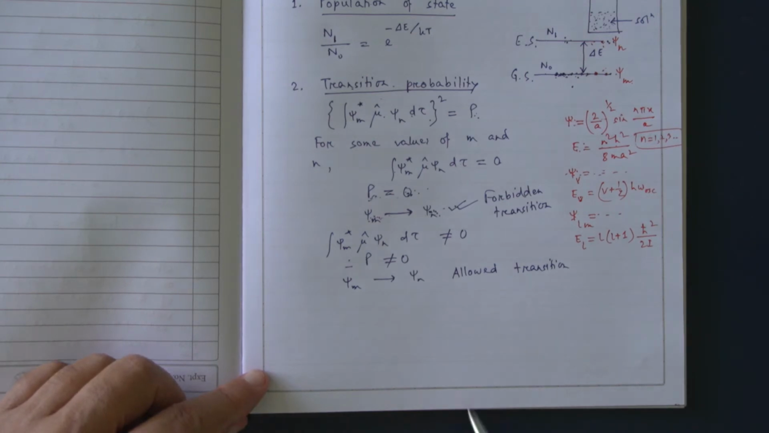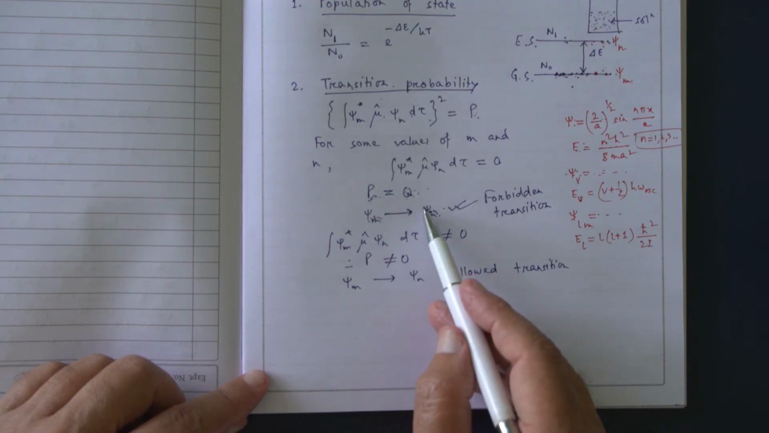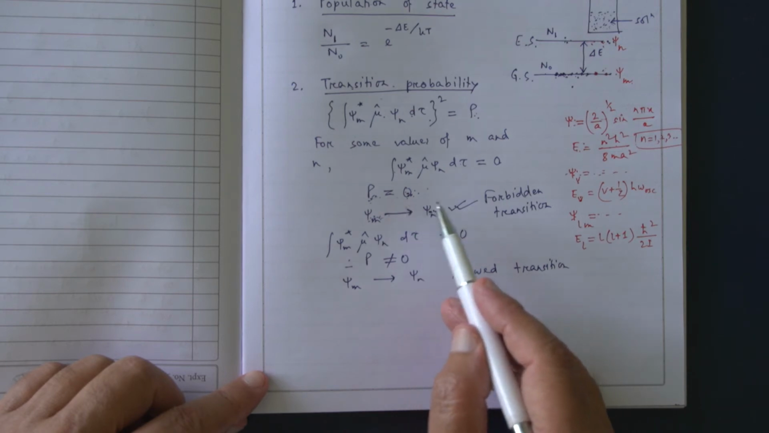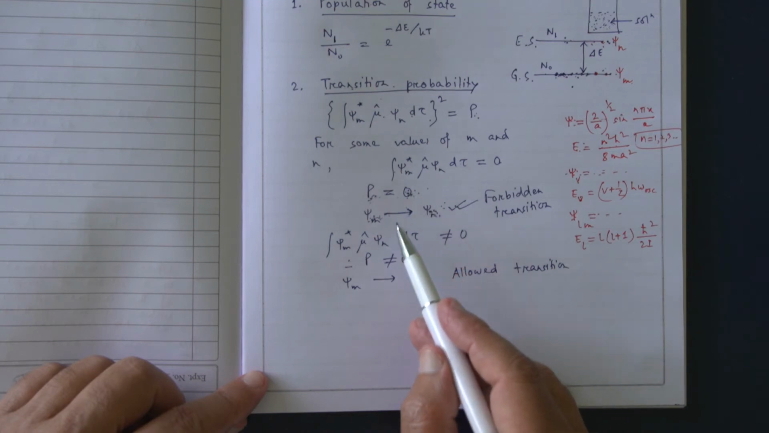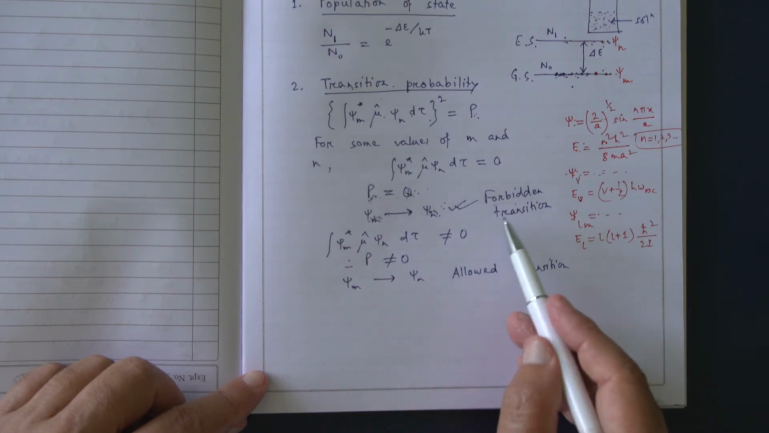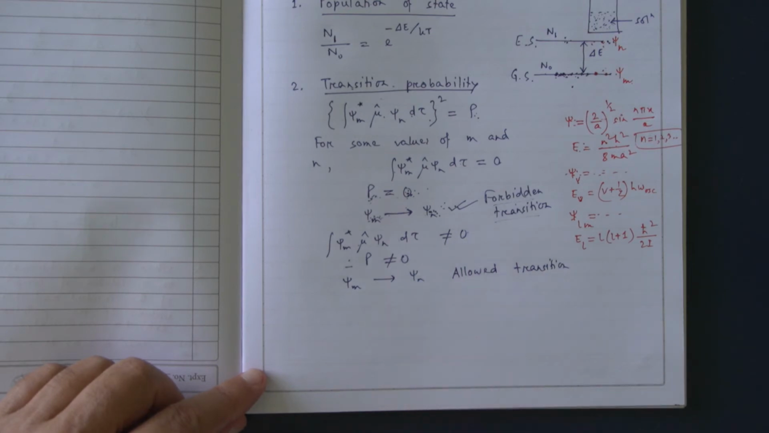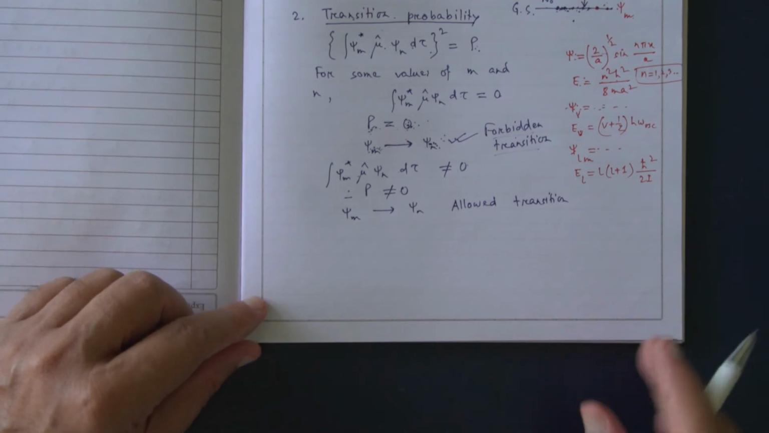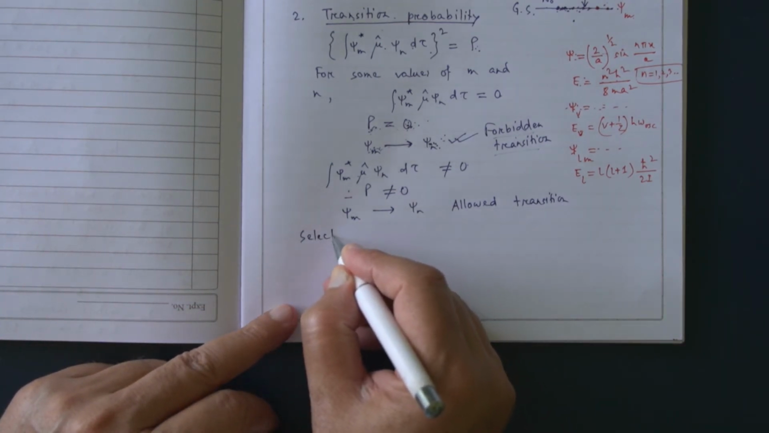Okay. So if transition probability is zero, it does not mean that the transition will not take place at all. Transition may take place, but probability is very, very small. So this type of transition is called forbidden transition. And if this is not zero, this is allowed transition. Okay? Now, from this we get one thing which is called selection rule.